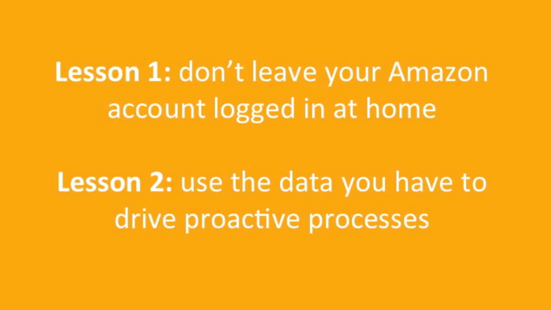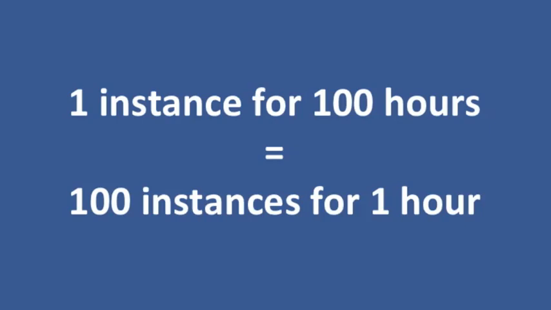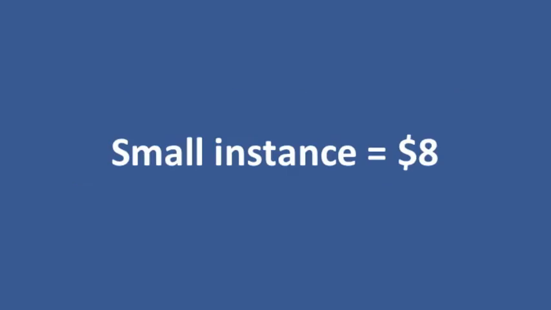Now there's an equation behind some of this. One instance for 100 hours equals 100 instances for 1 hour. Within AWS, that costs the same. And in a small instance, that will cost you $8. So 100 compute units for 1 hour will cost you $8 of a small instance type.